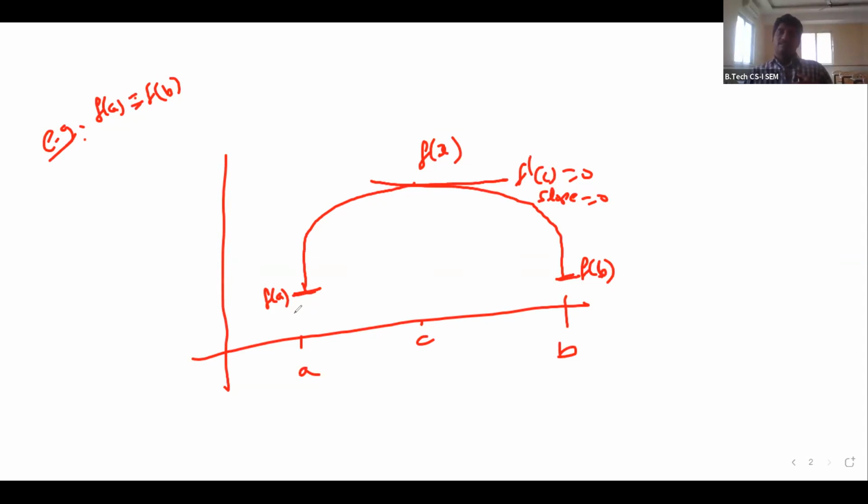Copy this diagram. Have you copied? Please type "copied" if you have copied. Hello, students.